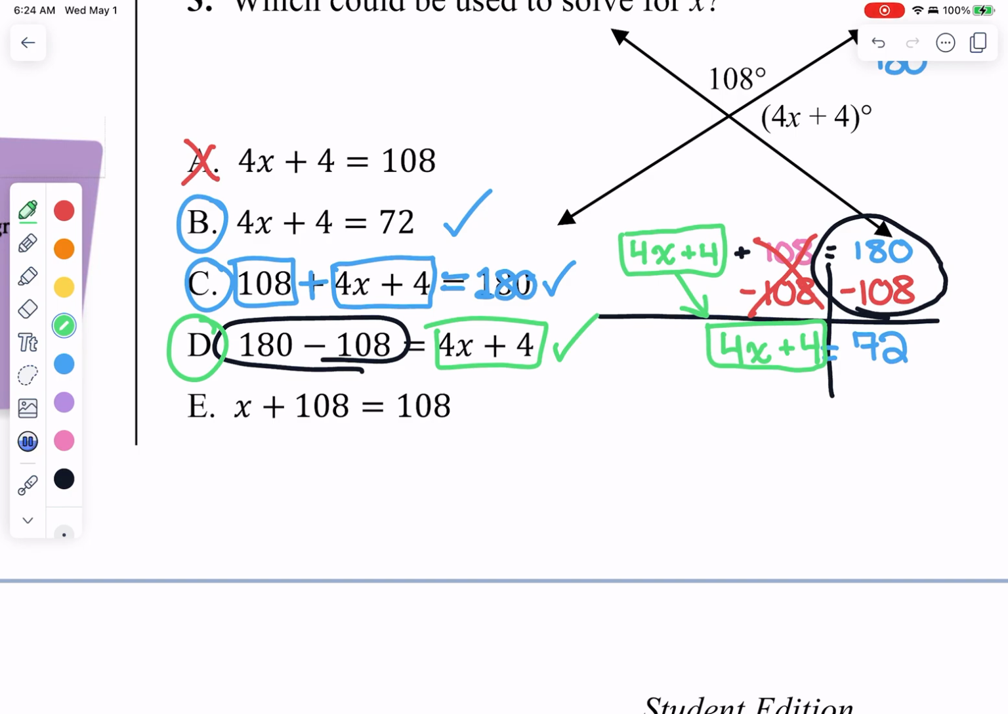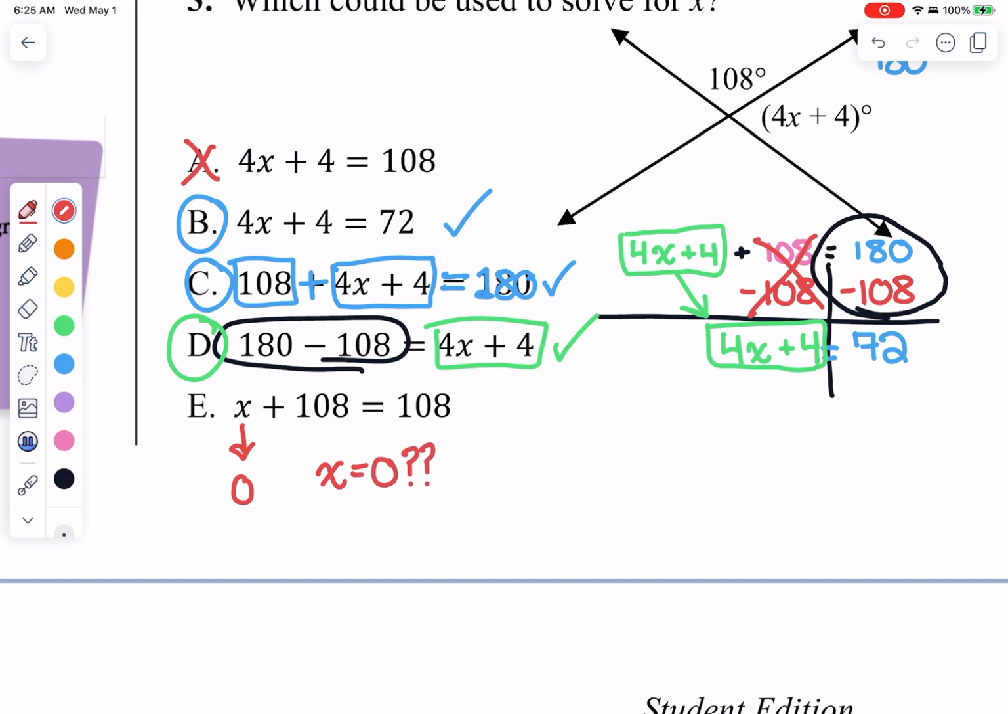The last one is E. x plus 108 equals 108. That's a little funky, a little weird. The way I would solve this one is by getting x by itself. They're saying that x plus 108 equals 108. Wouldn't that mean that x would have to be 0? Because what do I add to 108 to get 108? 0. All right, so does x equal 0?